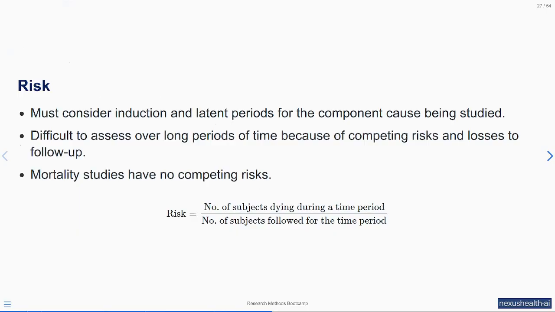In calculating risk, we must consider the induction and latent period for the component cause being studied. And this is difficult to assess over long periods of time because of competing risk and losses to follow up. However, if you are doing mortality studies in which the endpoint you are looking at is mortality, there are no competing risks because the endpoint is pretty much well defined and final. So for that kind of study, the risk may be calculated as the number of subjects dying during that time period over the number of subjects followed for that time period.